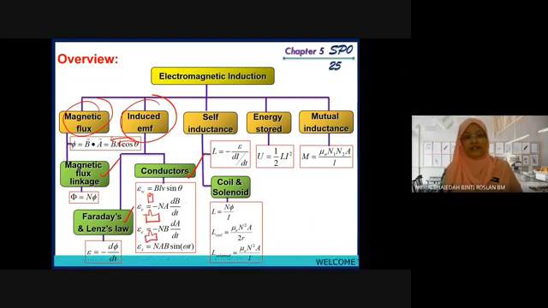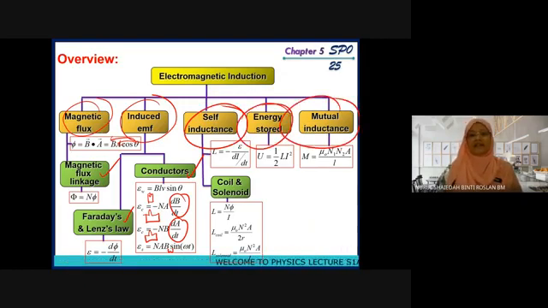Kita ada dua. One is the change due to the magnetic field. One is the change to the area. And the last kali kita belajar pasal coil tapi dia rotating. So kita ada NBAω, formula kat sini tertinggal omega, NBAω sin ωt. Okay, so that is the formula. Okay, so hari ini kita akan masuk kepada we will go to the self-inductance, energy stored and mutual inductance.